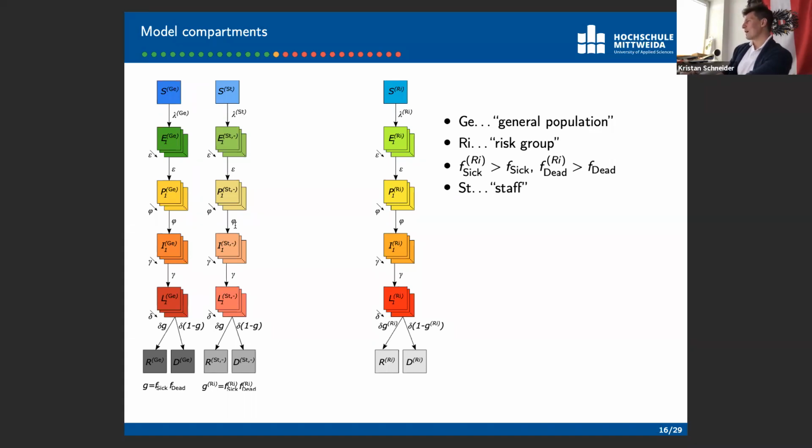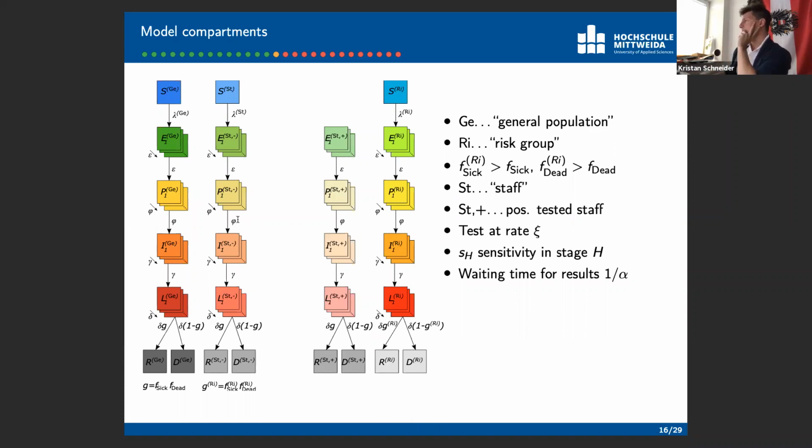Now, the intervention that we want to actually model is, can we protect the risk group by testing the staff population regularly and filtering, sorting and isolating out those that are infected before they can actually infect the risk group. So it is not sufficient to just model the staff population. We need to keep track of who is tested positive and who not, okay?